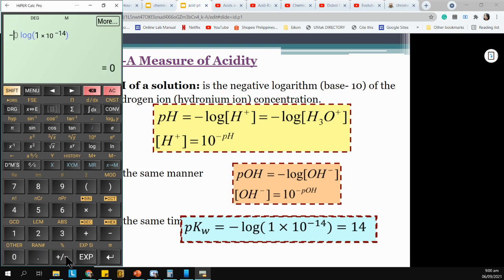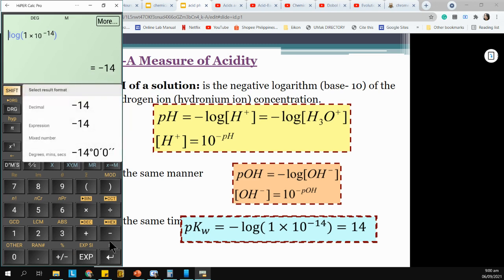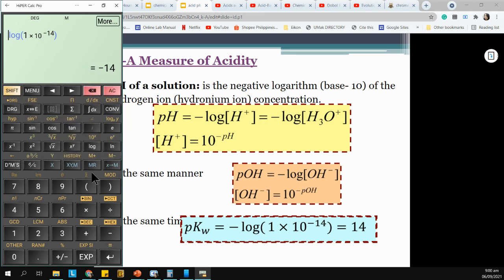Kasi dito, nag-error siya kasi hindi pwede may negative. So, ang gagawin nyo na lang is i-press mo na lang yung negative para makuha mo yung value. Ulitin natin ha. Log lang, then 1 exponent 14. Kahit na mauna pa yung negative ninyo or 14, pareho lang lalabas. Then, i-press yung negative para makuha nyo yung value ng pKW. Okay? Questions?